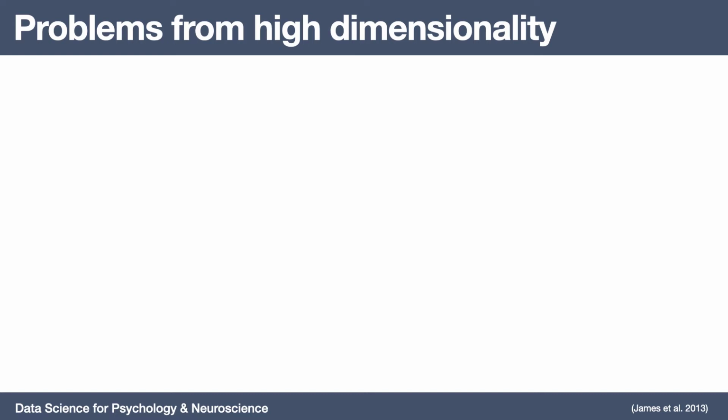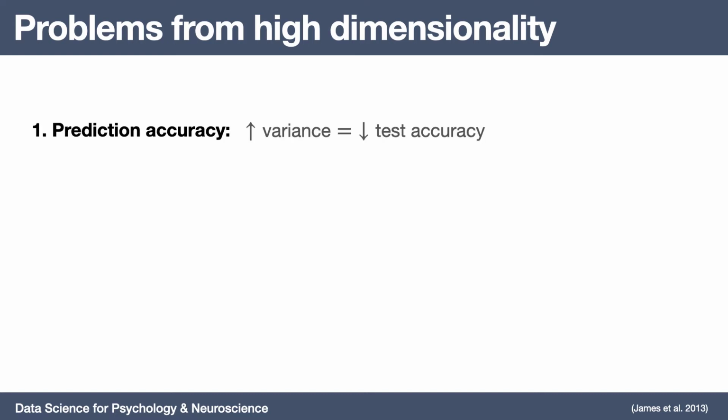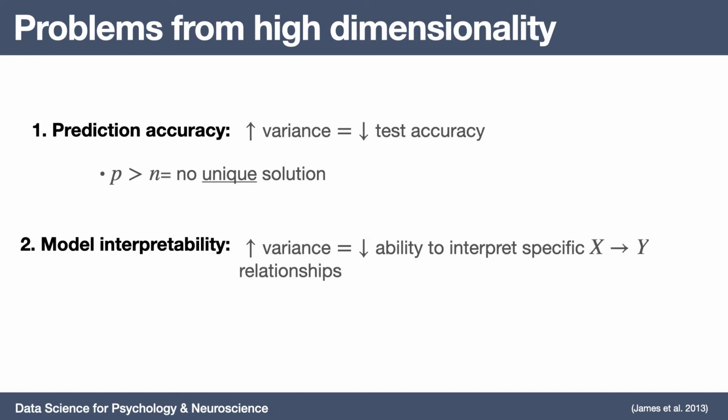Remember that with higher dimensionality, what ends up happening is that as you increase model variance, the test accuracy tends to drop in a prediction context. And in particular, as you get more variables than observations, there is no unique solution to your problem. You won't find a unique set of reweighting of your feature variables to explain why, and instead you get into this overfitting territory. This also impacts model interpretability. So as you increase variance, you reduce the ability to interpret the specific XY relationships.